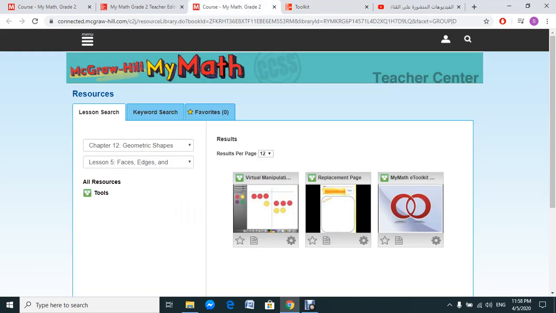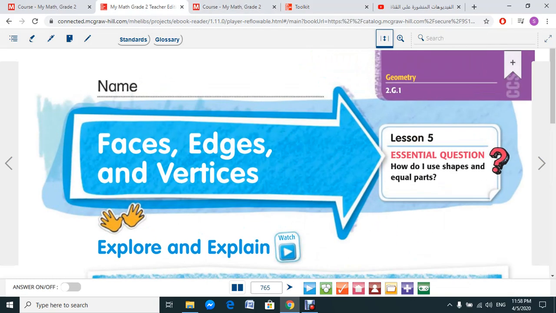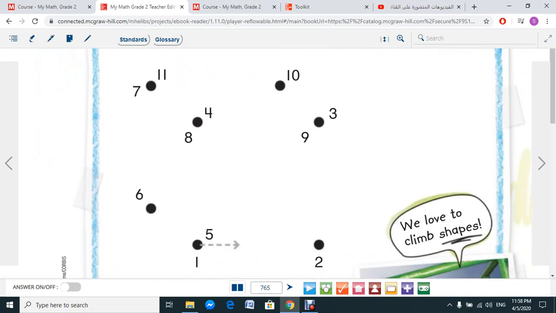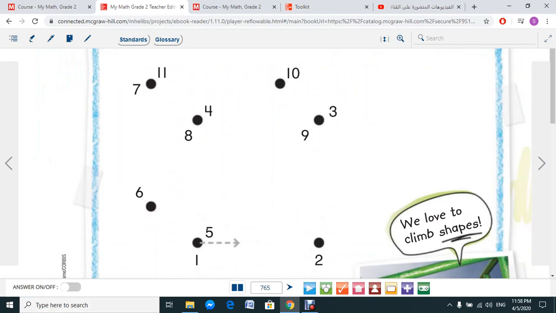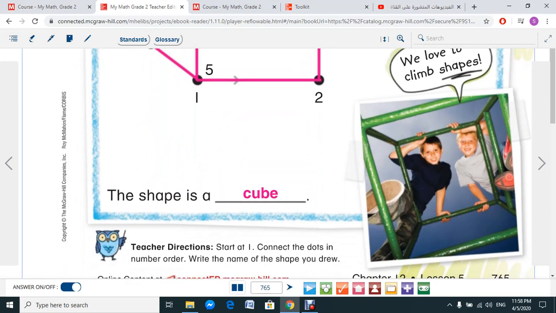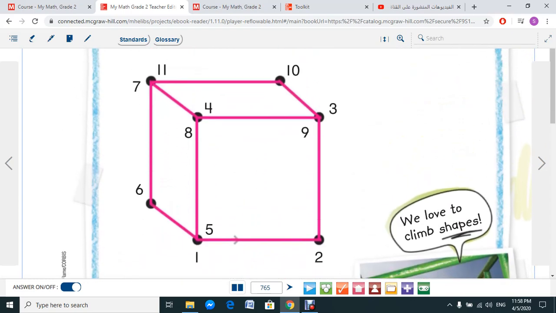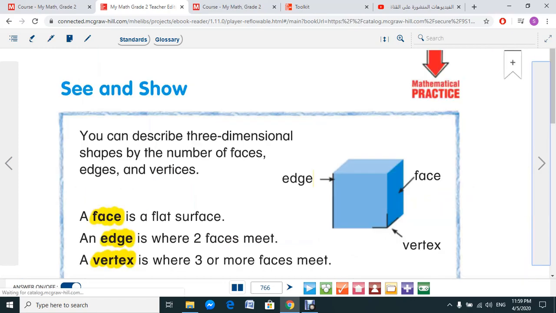Okay. So open your books, page 765, lesson 5, faces, edges, and vertices. Now you have points here, you must connect them. As you see, they will form a cube. So the shape is a cube, okay? The shape is a cube. Match the points from 1 to 10 or to 11 to know that it is a cube. Let's see the next page.